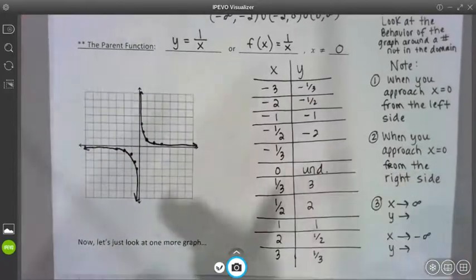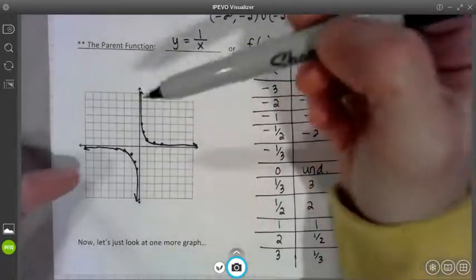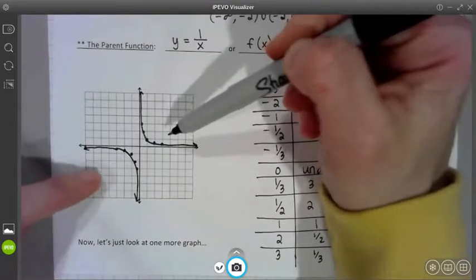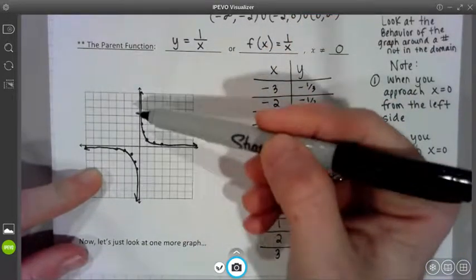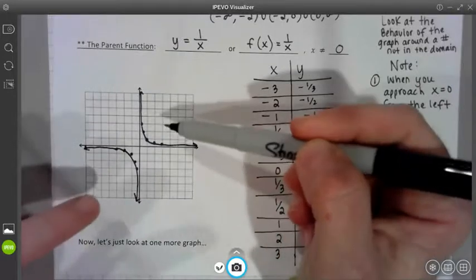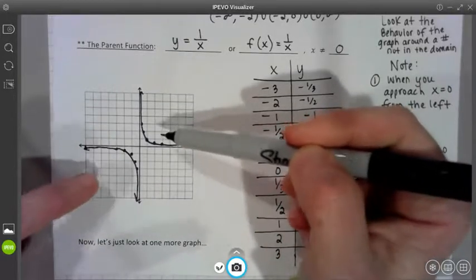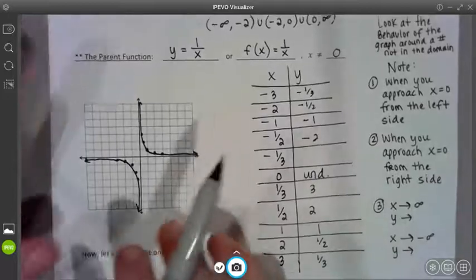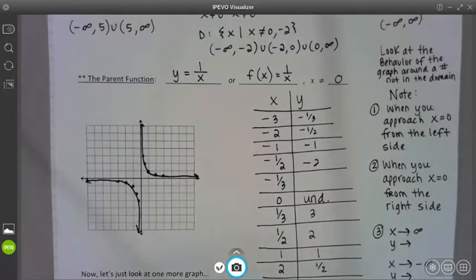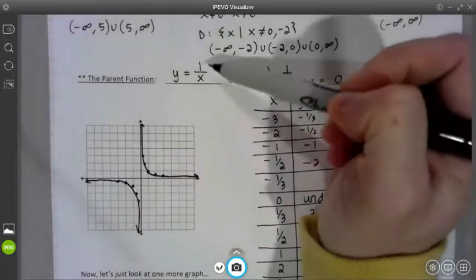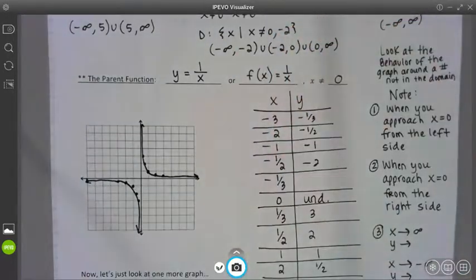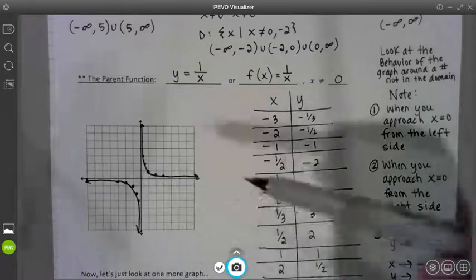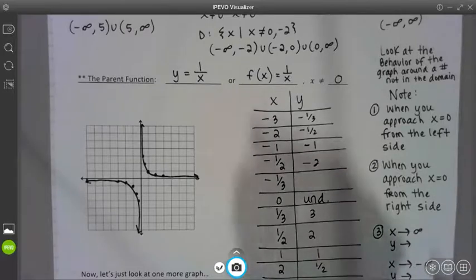So you have this complete disconnect and you end up with 2 completely separate curves, all because x was never allowed to be this number. Since x was never allowed to be this number, there's a disconnect and it creates 2 separate curves. This will be the general shape of your rational functions, but the more changes you make to the equation, the more changes you make to the graph, and it gets transformed and stretched and shifted and all kinds of good fun stuff. But this is the general shape of a rational function, okay?